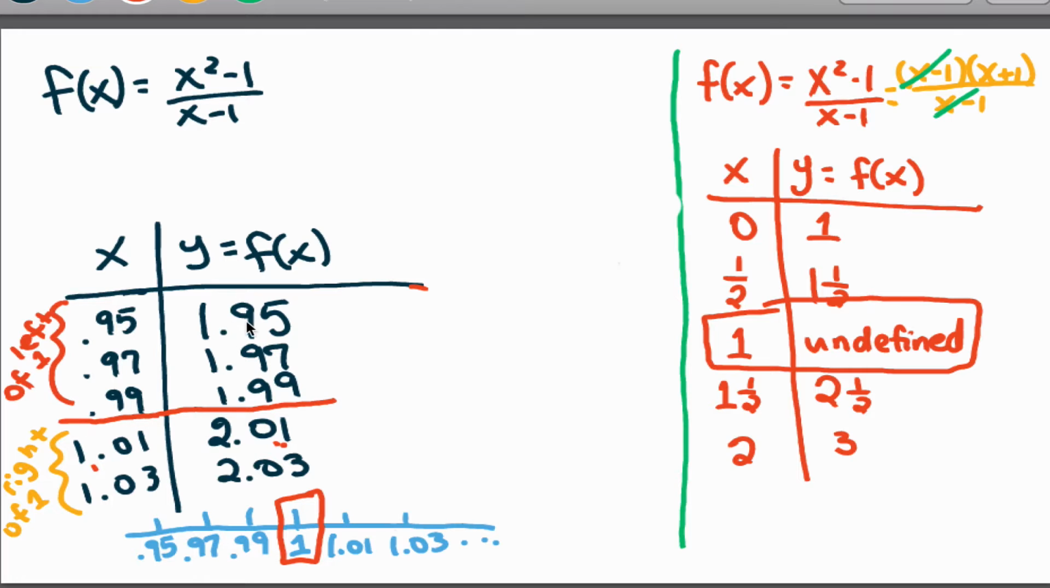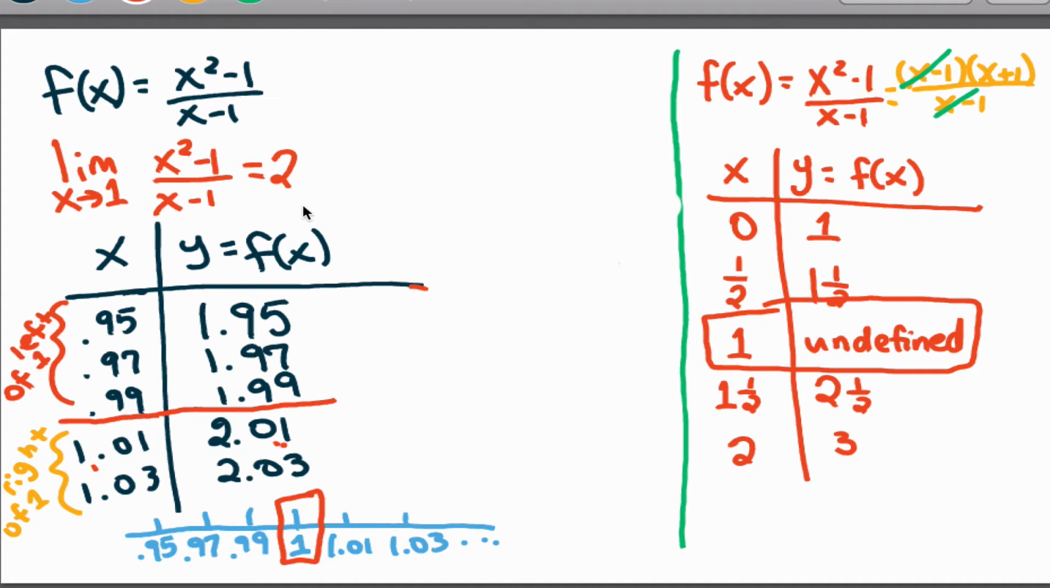Notice what happens here between 0.99 and 1.01. The values from the left are approaching 2. The values from the right are also approaching 2. Therefore, the limit as x approaches 1, because notice that the inputs are approaching 1, so x is approaching 1, then when you plug in the inputs, the outputs are approaching 2. Therefore, the limit of x squared minus 1 all over x minus 1 as x approaches 1 is 2.